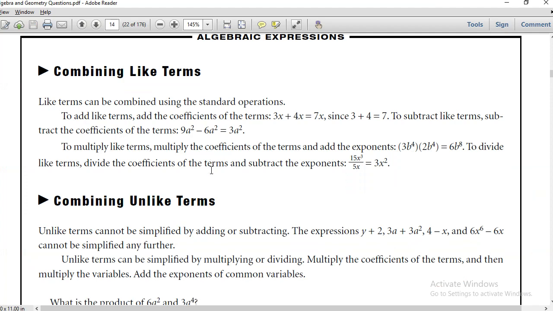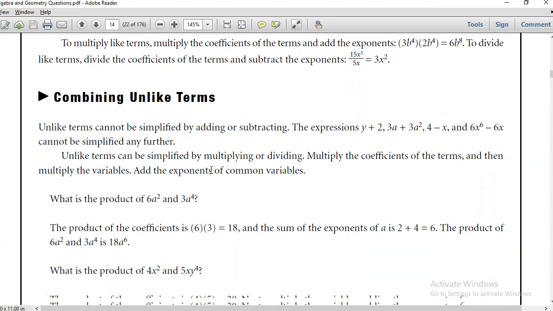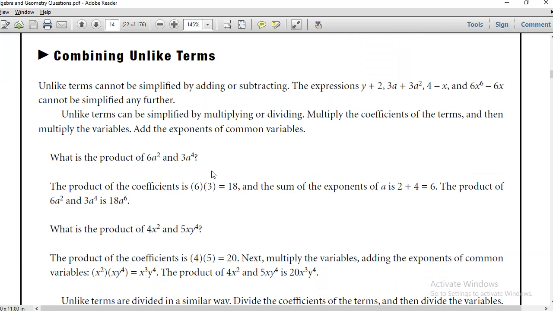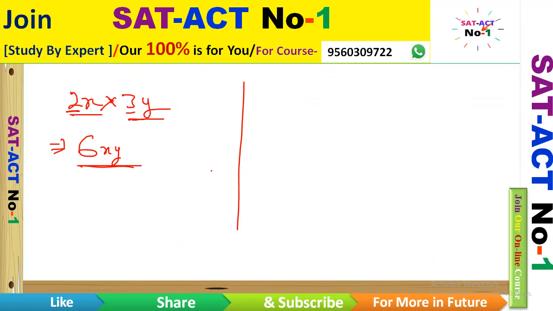Now we have the next important point, which is called combining unlike terms. How can we combine unlike terms? Let's have some examples. Suppose I have 5x, and I have to combine this 5x with 25y. What can I do? For this example, if we have to combine 5x with 25y, I can't do anything. This is the answer actually.